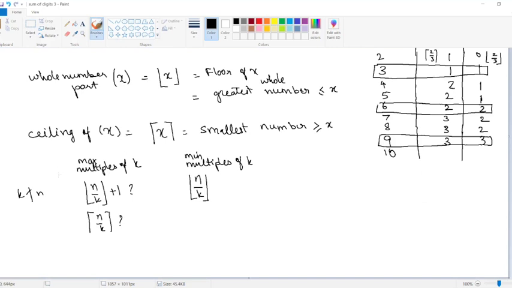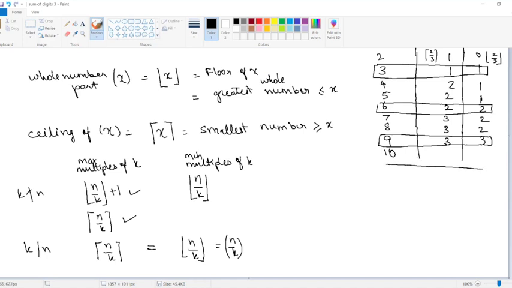So I want to point this out: both these answers are correct. That is floor of n by k plus 1 and ceiling of n by k. They both mean the same thing in this particular context. Can you see that?